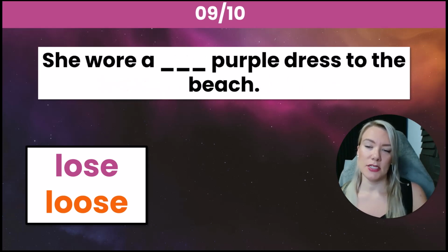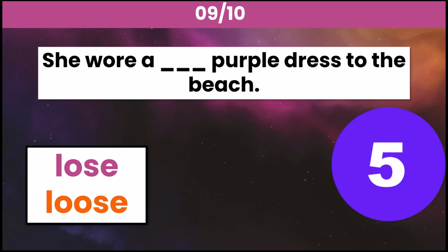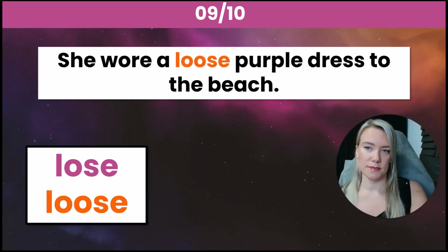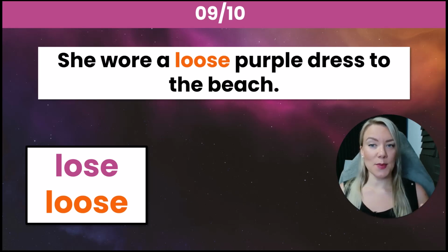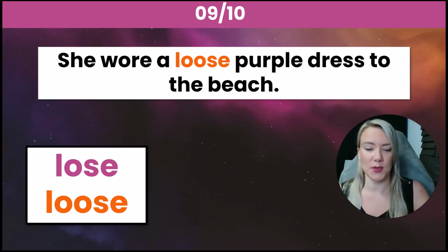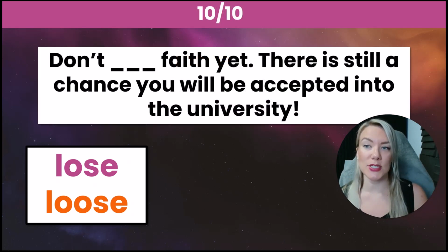Number 9: She wore a ___ purple dress to the beach. The correct answer is loose. She wore a loose purple dress to the beach. So in this example, loose is the opposite of tight, a loose flowing dress as opposed to a very tight dress. Okay? The last one, number 10.